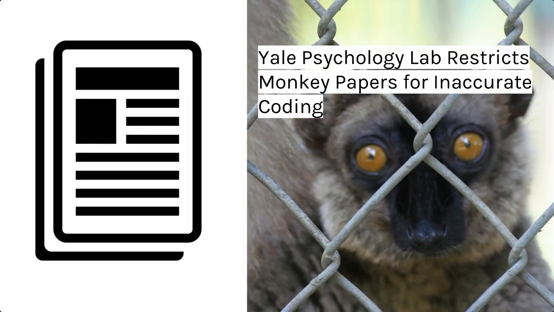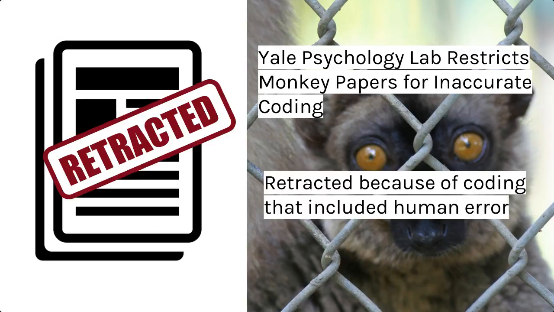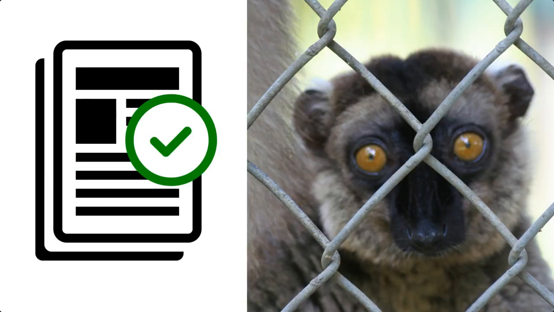Next, Yale's psychology lab restricts monkey papers for inaccurate coding. The article, Enumeration of Objects and Substance in Non-Human Primates, Experiments with Brown Lemurs, was published in the journal Developmental Science in 2009. In 2013, the authors realized that their coding included human error. The authors requested the retraction. There was a formal investigation at Yale that discovered the inaccurate coding was not intentional, reckless, or negligent.